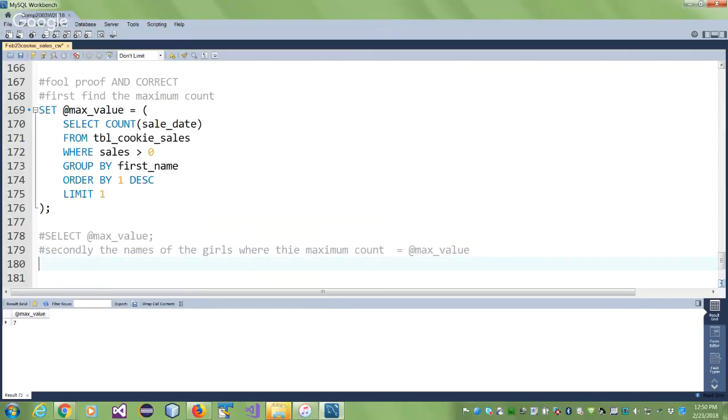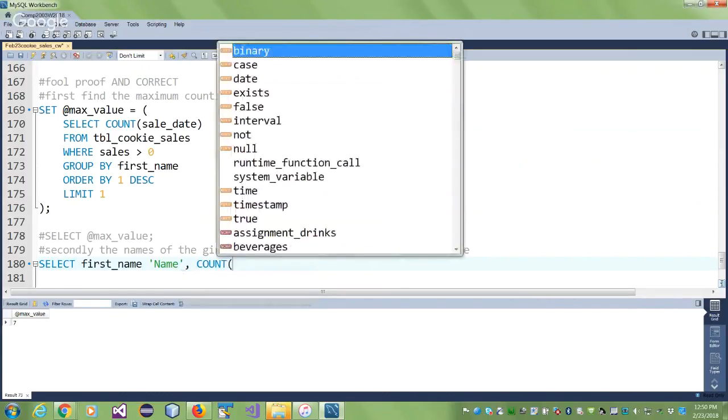Now my job is, I will ask each girl, does your maximum count match this cap maximum? If yes, good. If not, you're not in the list. Okay, so now let's do that. Now I'm going to select the first name of the girl, whoever it is. We don't know who it is. And then I'm also going to show the count. We have to show the count. The question was show me the count.